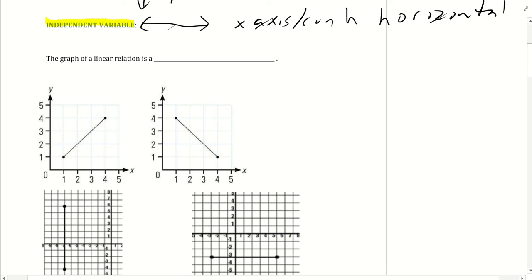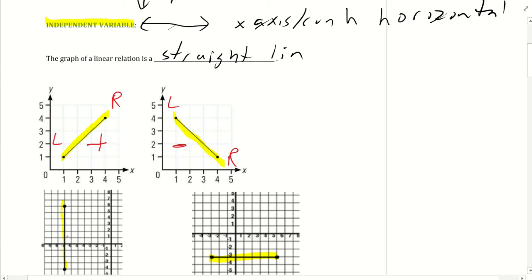When we scroll down a little bit here, the graph of a linear equation is always a straight line. We have examples here. Here's a straight line, here's a straight line, here's a straight line, and here's a straight line. Those are all examples of linear relations. We will explore these more as we move on, but as you go from left to right, this one has a positive slope, and when you go from left to right and you go down, you have a negative slope.